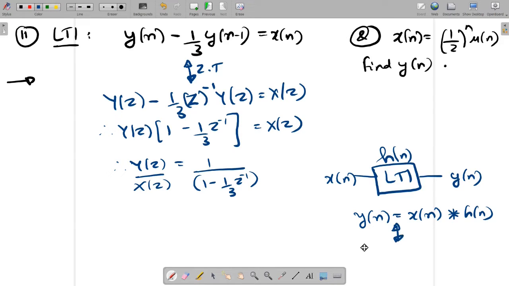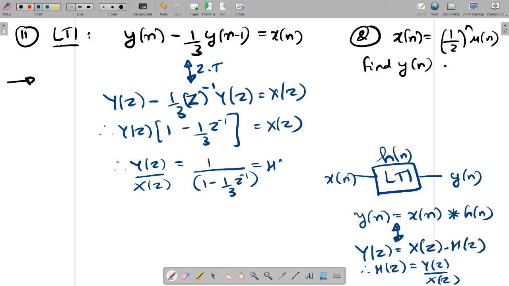Okay, what is the z transform? Y of z is equal to X of z into H of z. Therefore, what is H of z? H of z is Y of z upon X of z. So use the same over here. So Y of z upon X of z is equal to H of z, please. So I have H of z. Now I have x of n. I need to find y of n.